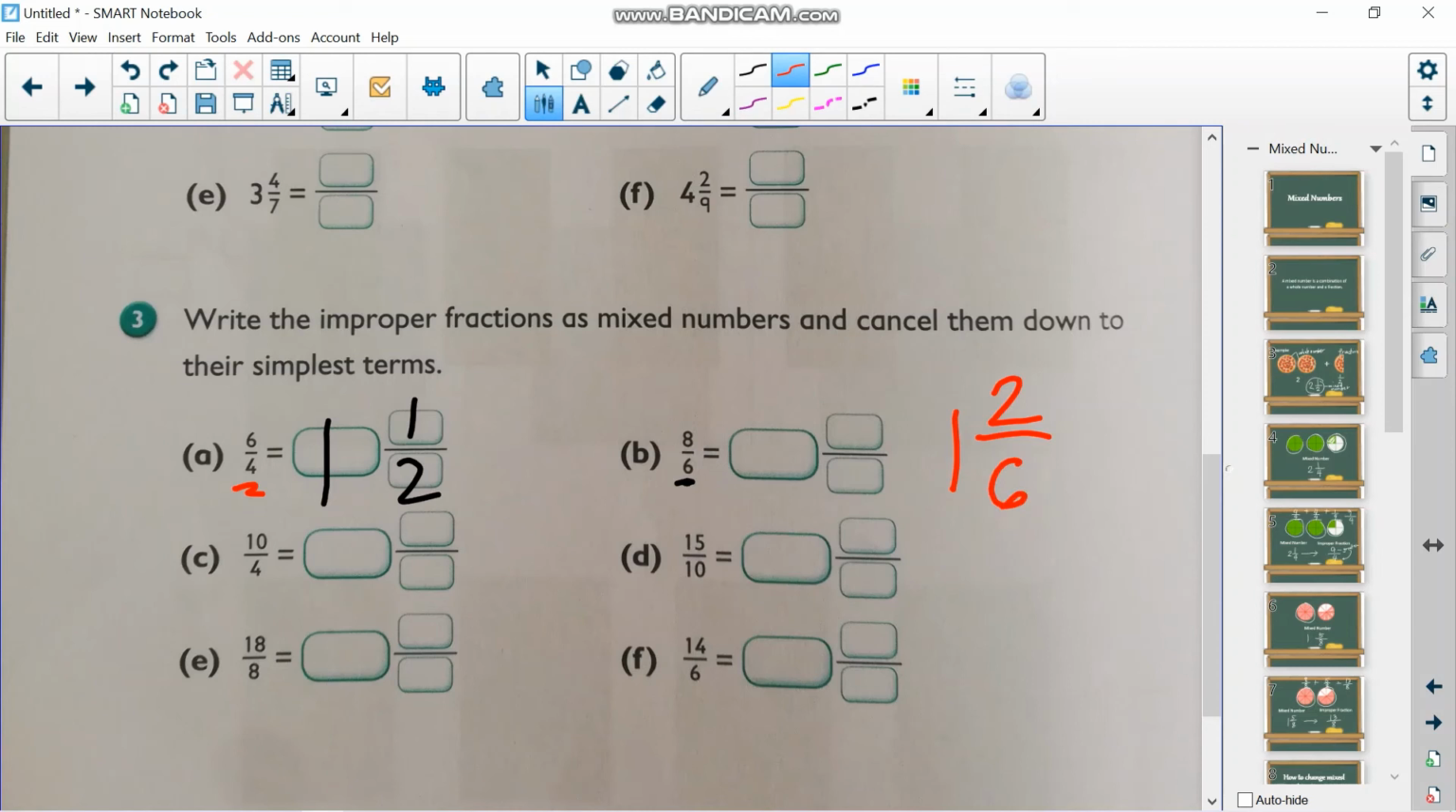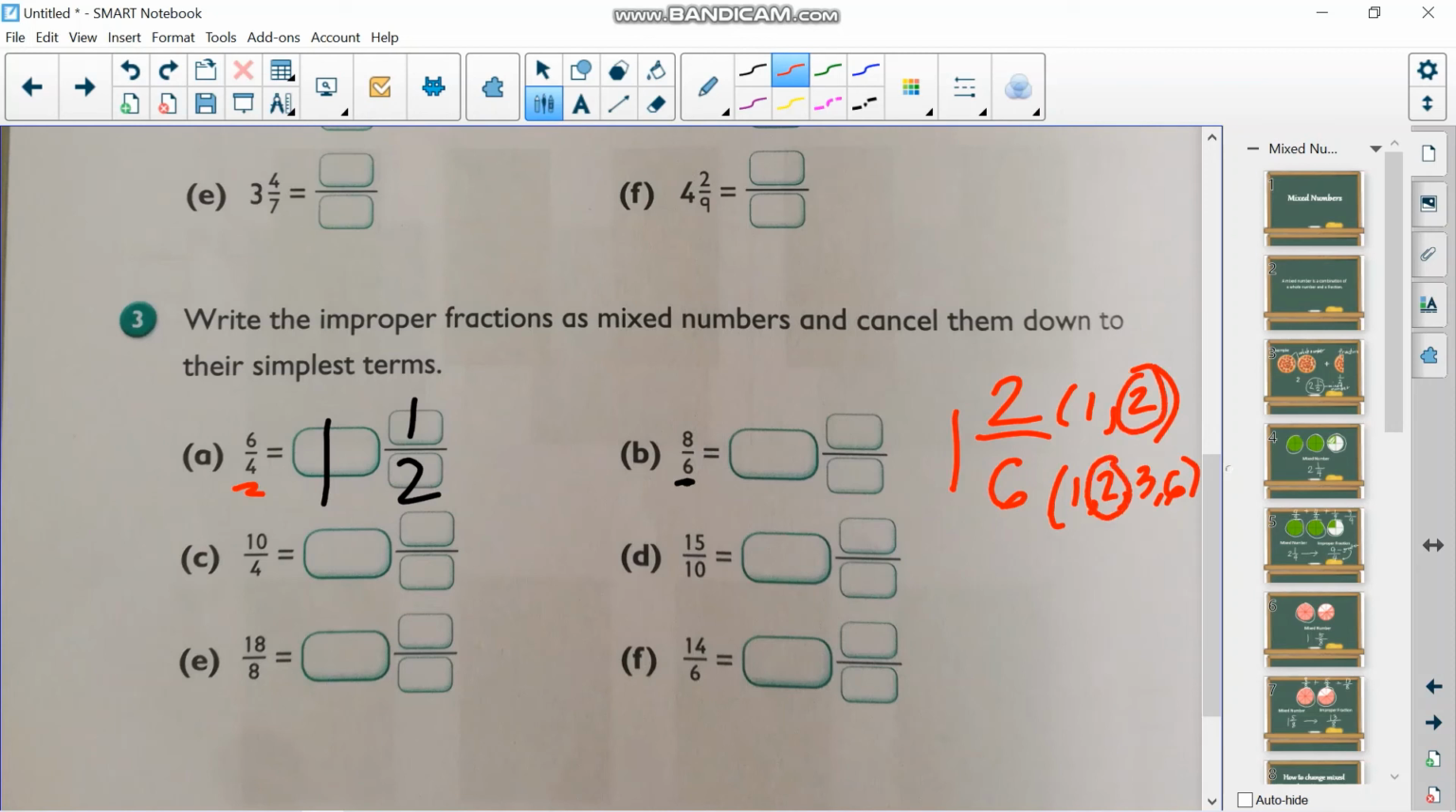Now let's find the factors of 2 and 6. What are the factors of 2? So the factors of 2 is 1 and 2. Now what are the factors of 6? We have 1 and 6. And we also have 2 times 3. So what is the common factor here? Our common factor here is 2.